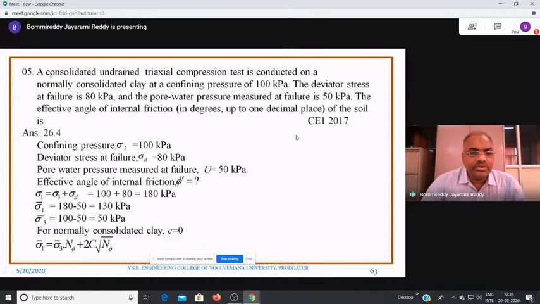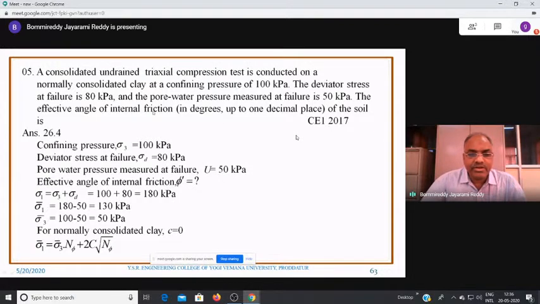In 2017, a consolidated undrained triaxial compression test is conducted on a normally consolidated clay at a confining pressure of 100. So, a triaxial test, confining pressure 100 means sigma 3. The deviator stress at failure, sigma d, is equal to 80. And the pore water pressure measured at failure is 50 kPa. The pore water pressure symbol is U, 50 kPa.